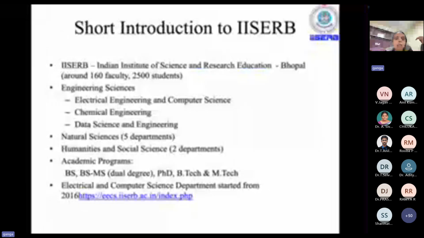So coming to the institute where I'm working, it is the Indian Institute of Science Education and Research, Bhopal. We have almost 160 faculty with 2,500 students. Typically IISERs are mainly known for sciences, but IISER Bhopal is the only IISER which has engineering streams. We have 3 streams: electrical engineering and computer science, chemical engineering, and data science and engineering. We have academic programs like BS-MS, PhD, and BTech-MTech. Soon we are going to convert this BS-MS into BTech-MTech.